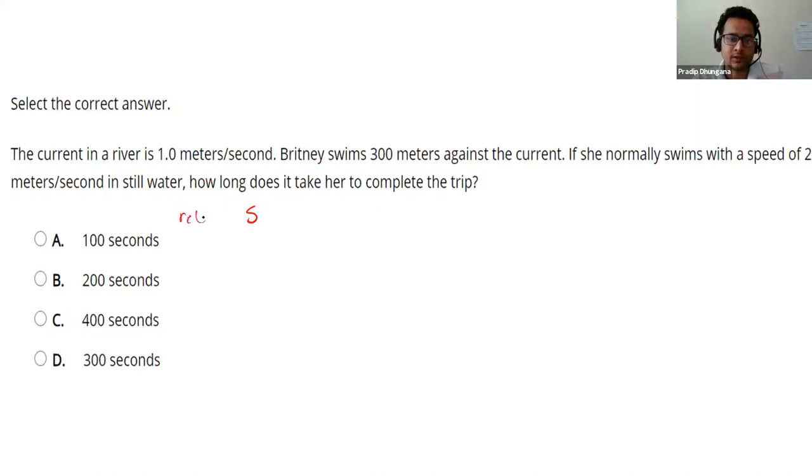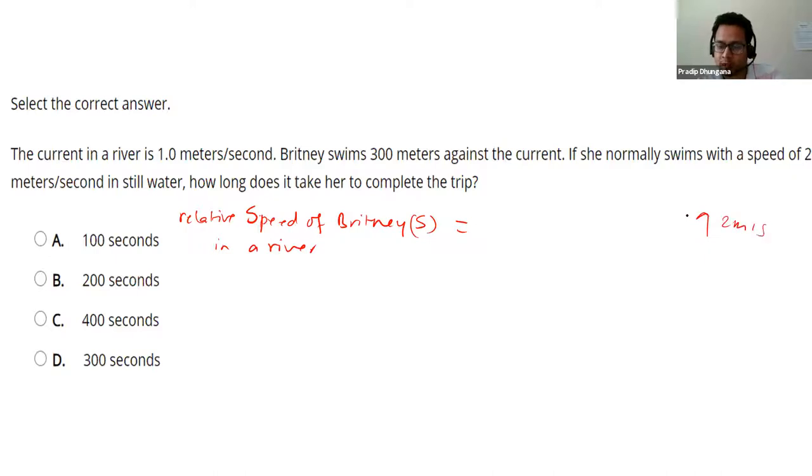Relative speed, okay. I'll just write relative speed. Speed of Brittany in a river. So let us suppose Brittany swims 2 meters per second and the current of water is 1 meter per second. So 2 minus 1 becomes 1 meter per second. That is the relative speed of Brittany in a river, 1 meter per second.